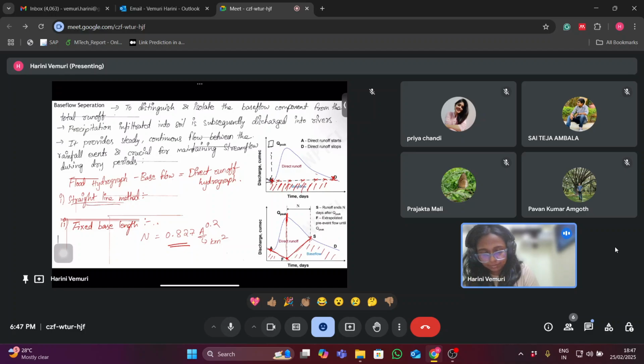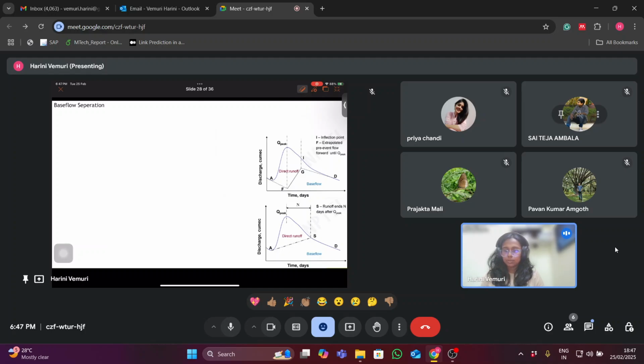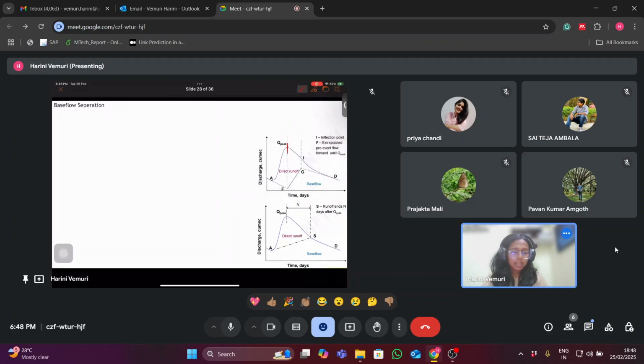So we also have two more methods, that is the variable slope method and also the constant slope or area method. In the case of the variable slope method, as we have discussed previously, we will first draw the vertical line at peak flow here. And then we will draw a tangent at the start of the hydrograph, and we will find the point F where this tangent intersects this vertical line.